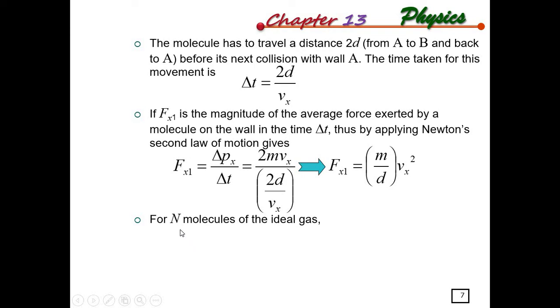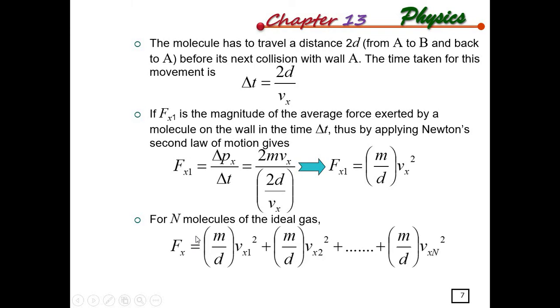When we have the n molecules of the other gas in the container, that means we must add up all of the atoms in the container, from atom number 1 until atom number n. Then we will get the general equation for the average force exerted by molecules in the container: m over d times the bracket of the velocity squared of x1 plus velocity squared of x2 and so on until n.